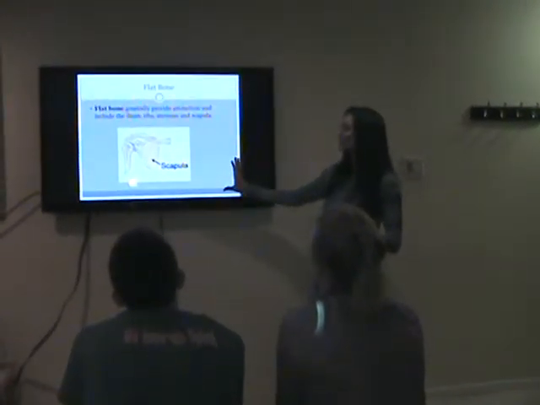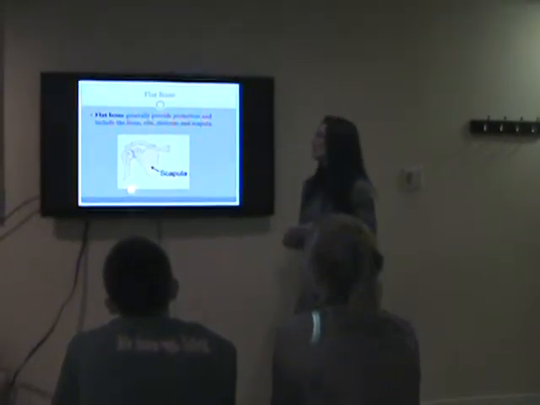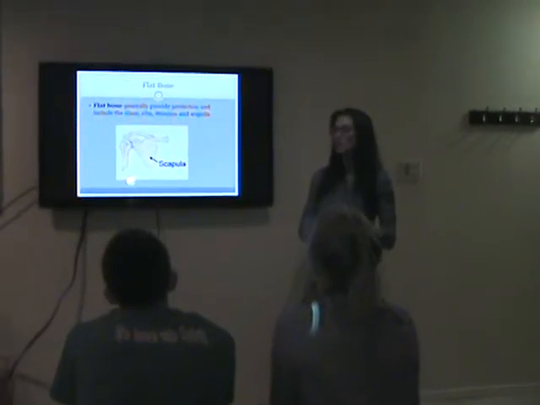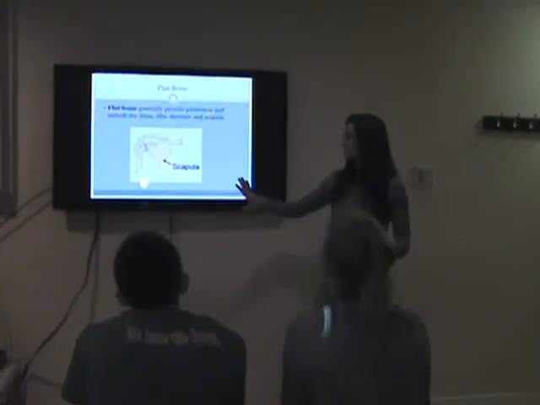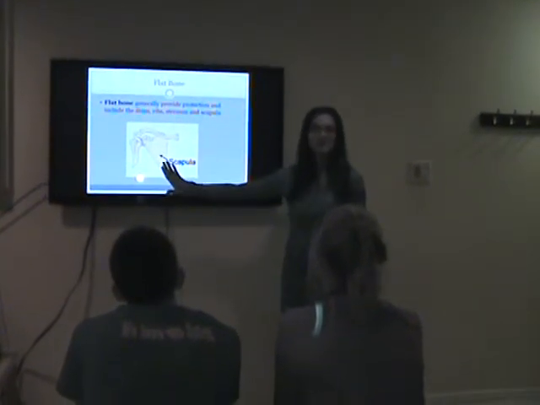Okay, and now the flat bone. The flat bones generally provide protection and include the hyoid, ribs, sternum, and scapula. This is the scapular bone, which is flat.